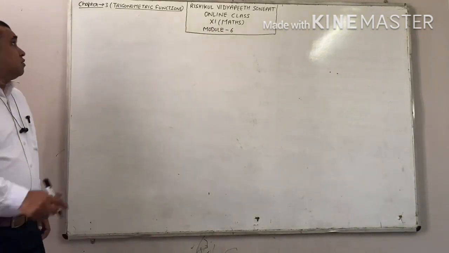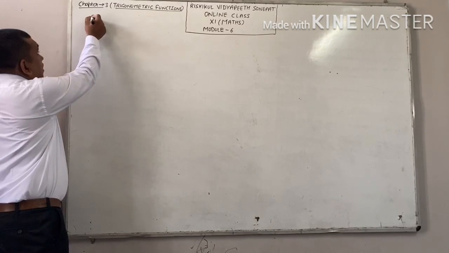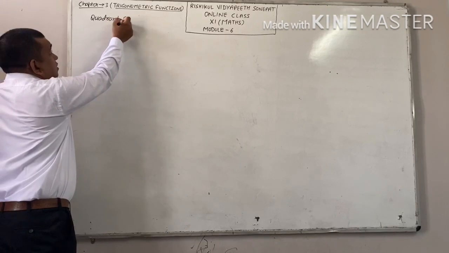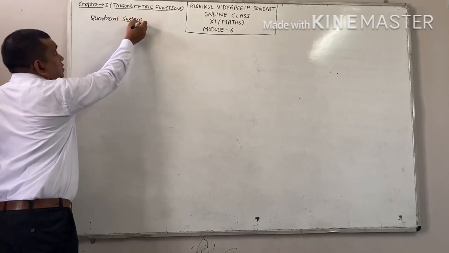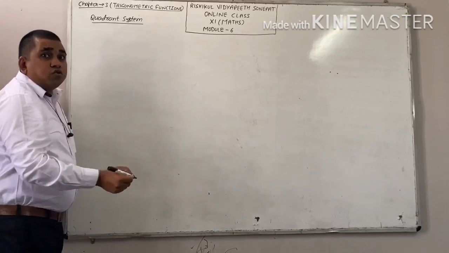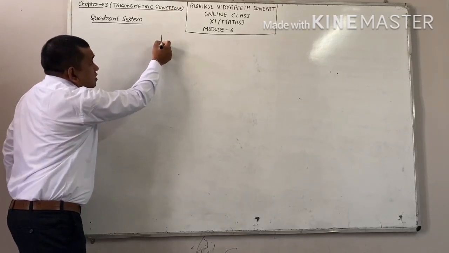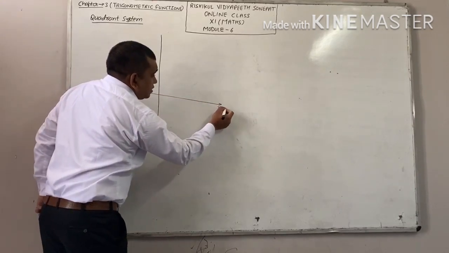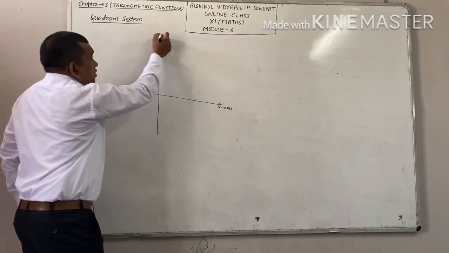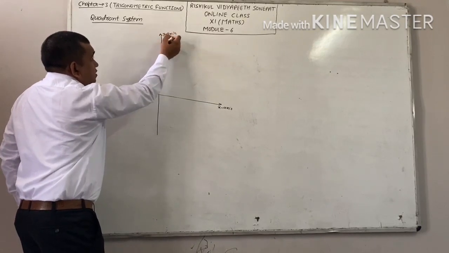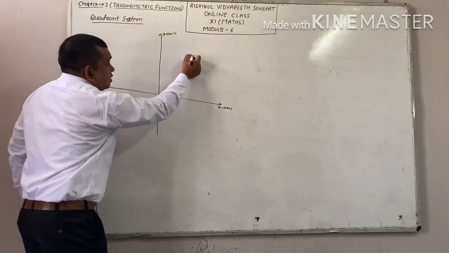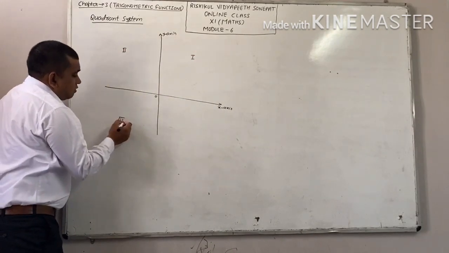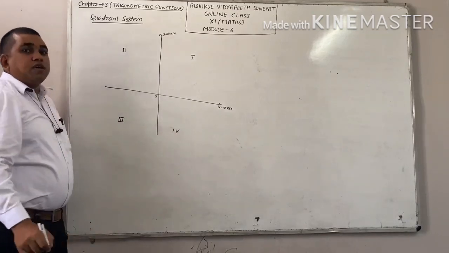Now let us continue our previous topic, quadrant system. Students, we have learned about quadrant system. This is your x-axis. This is your y-axis. This is our origin. This is first quadrant. This is second quadrant. This is third quadrant, and this is fourth quadrant.